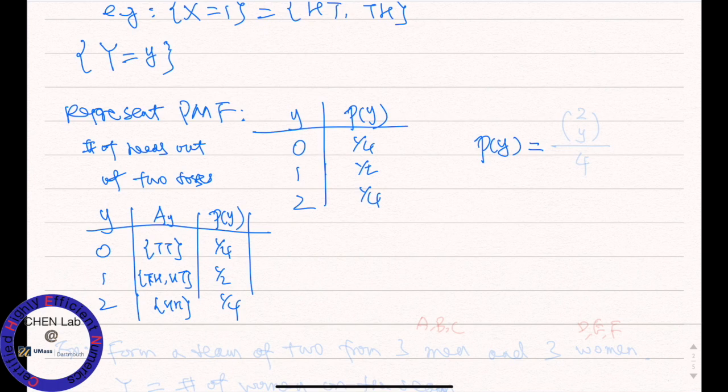So P of y for this case will be always out of 4, the total size of the sample space, which is 4. P of y is the probability of y heads. Y is 0, 1, 2, and the counts are 1, 2, 1. What can you use to denote that? You have one variable, y.